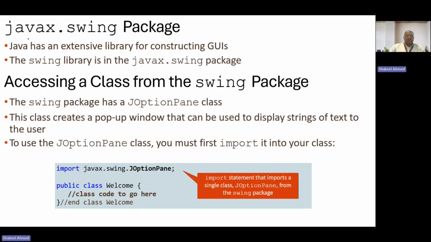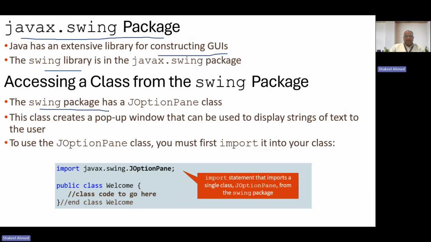Similar to the java.util package, we have a swing package. Java has an extensive library for constructing GUIs. The swing library covers all the graphical things that you want, like a window or a message box. So no need to reinvent the program again. We can just use these swing classes, the swing package, in your program to import the different classes.